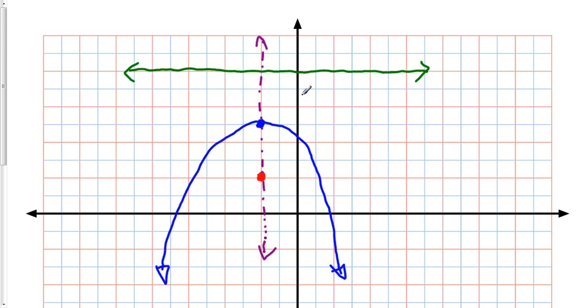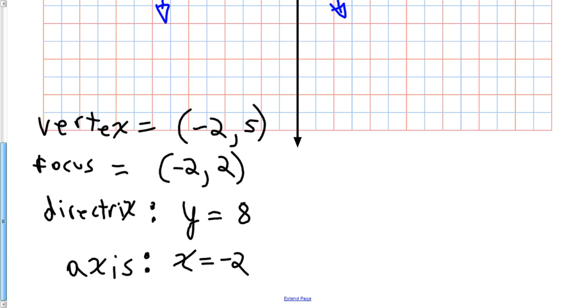So there we have the graph. This is the directrix, the focus, the vertex, and all the other points on the parabola, where the distance that any point is from the directrix is the same as that point's distance from the focus. And that is how you graph a parabola, identifying the vertex, focus, directrix, and axis.